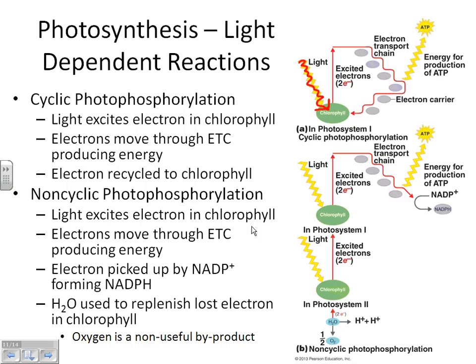The light hits a molecule of chlorophyll. Where's the chlorophyll? In the chloroplast if it's a eukaryote. If it's a prokaryote, they don't have chloroplast. The chlorophyll is just in the cell. Okay? Why did they make the chlorophyll a green circle?